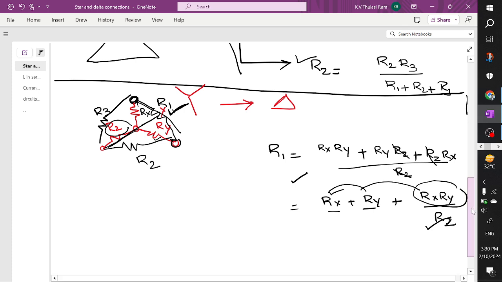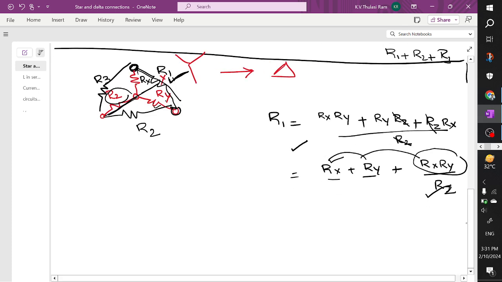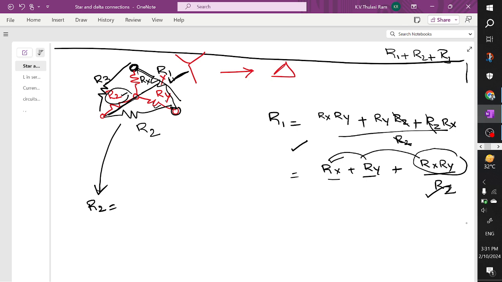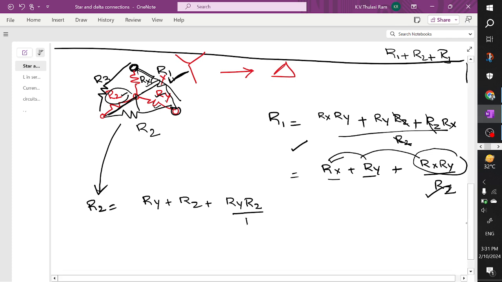Now similarly, let's find the value of R2, which is this black color one we want to find. This black color one is connected between these two red ones. So how to write it? This side I can write Ry plus Rz plus Ry into Rz, divided by the resistor which is at 90 degrees to this one, which is Rx. So we have found this unknown branch.